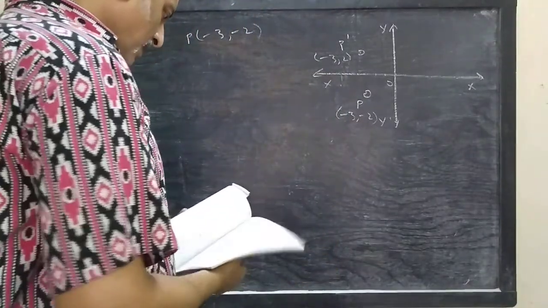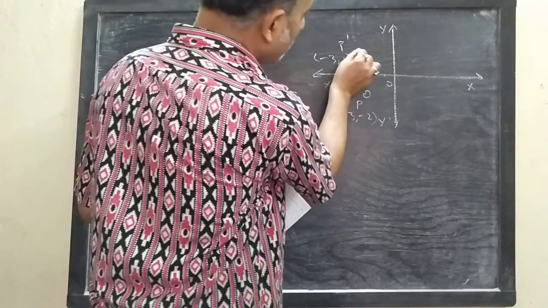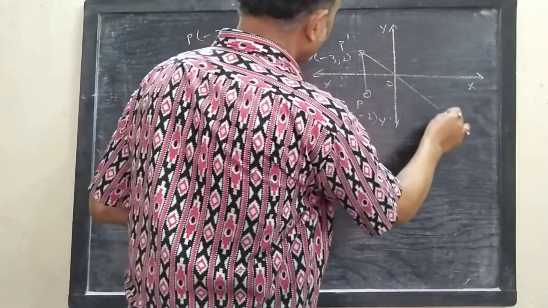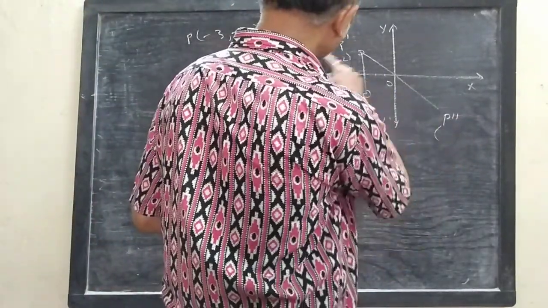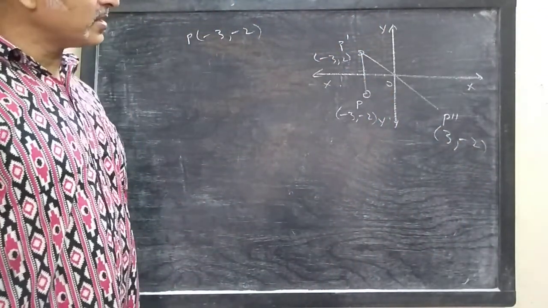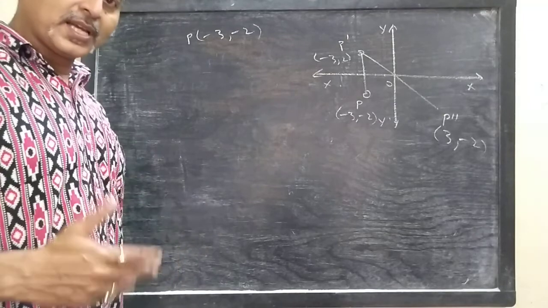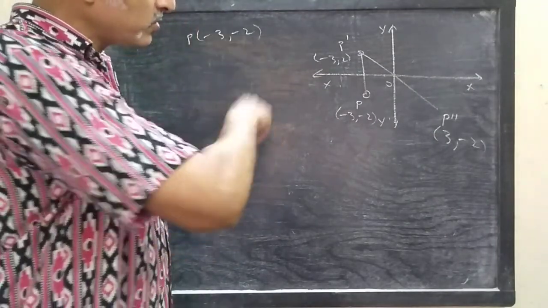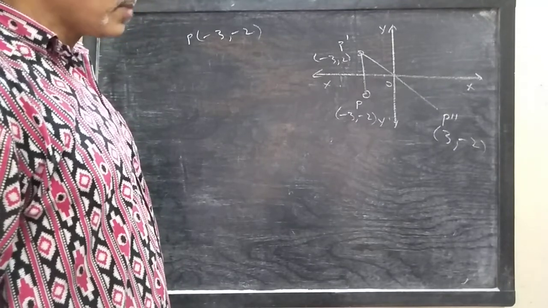After that, the point is next reflected in the origin. If you reflect this point at the origin, you will get the point P double dash, and by the formula you know the coordinate of P double dash will be 3 comma minus 2. Look, both abscissa and ordinate change their sign. When a point is reflected in the origin, its abscissa and ordinate both change their signs. As the coordinate of P dash is minus 3 comma 2, the coordinates of the image will be 3 comma minus 2.